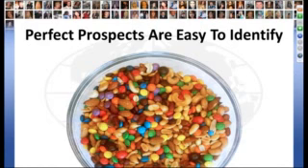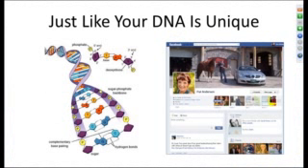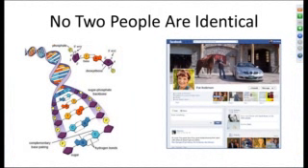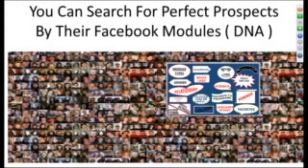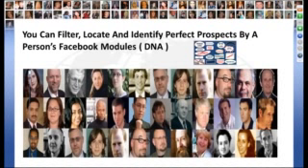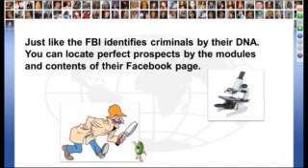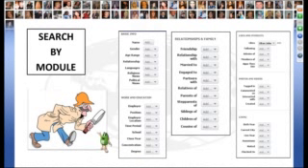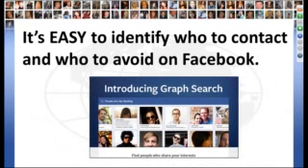Perfect prospects are easy to identify. Just like your DNA is unique, everyone's Facebook page is unique too. No two people are identical. So you can search for perfect prospects by their Facebook modules. And you can filter, locate, and identify perfect prospects by their modules. Just like the FBI identifies criminals by their DNA, you can locate perfect prospects by the modules and contents of their Facebook pages. And these are all of the different ways that you can search for people.